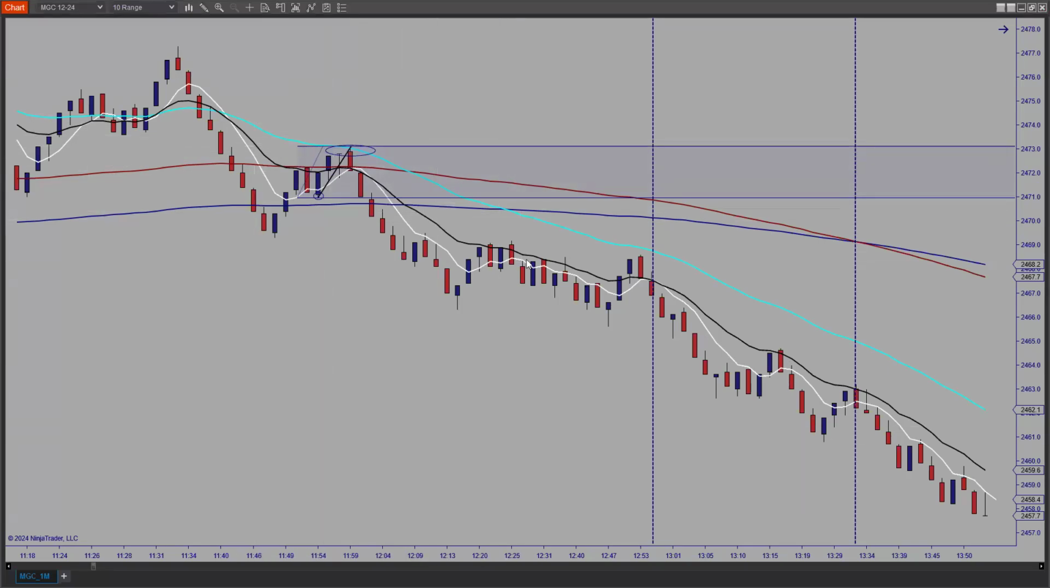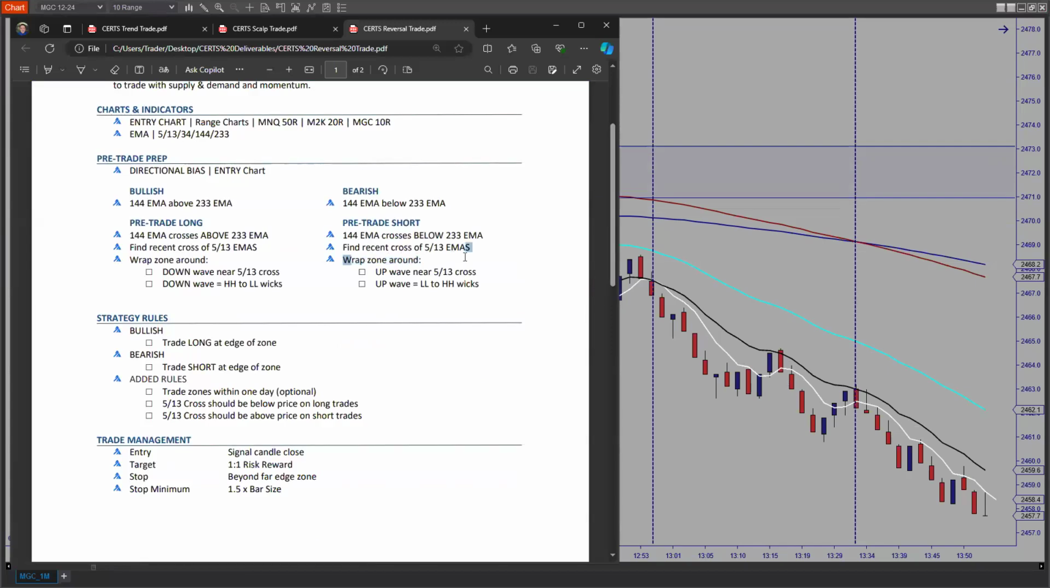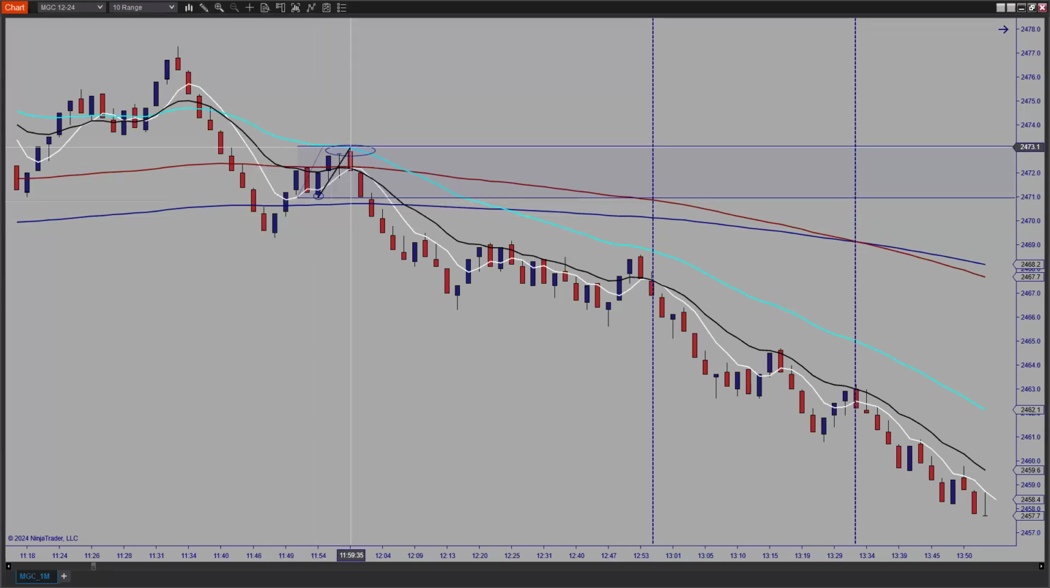So let's go to the rules. Wrap a zone around the up wave near the 513 cross. What is an up wave? An up wave is a lower low to a higher high. That's it.